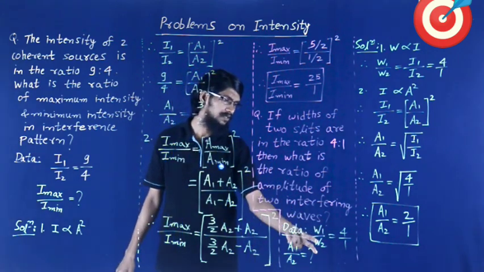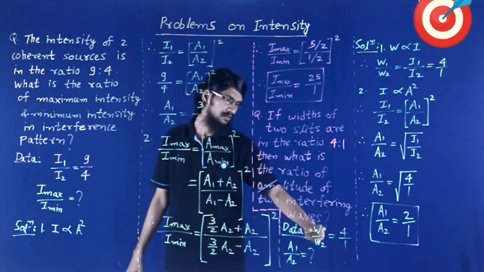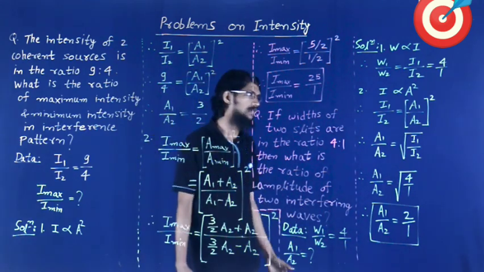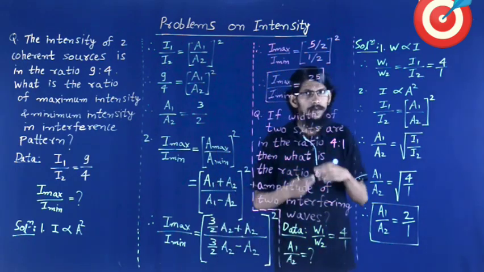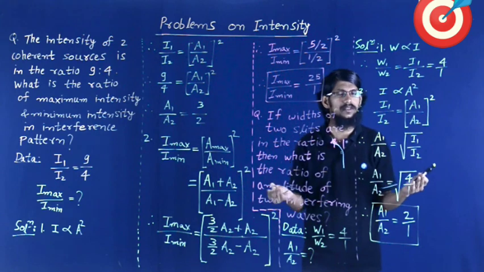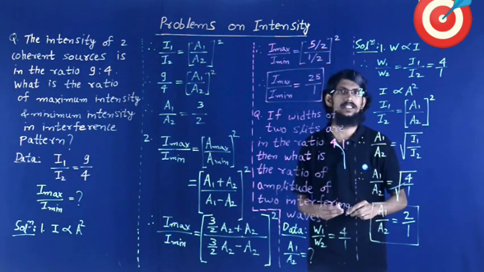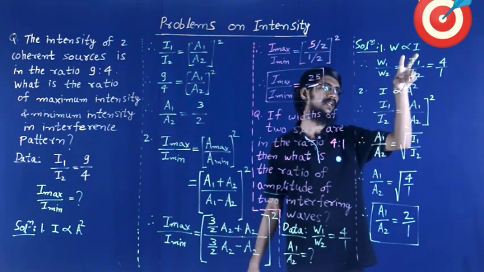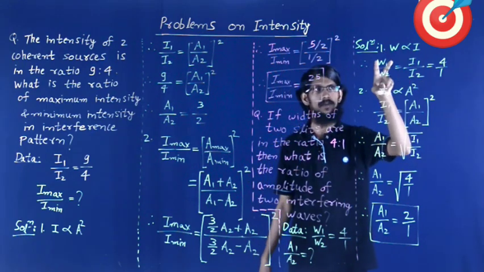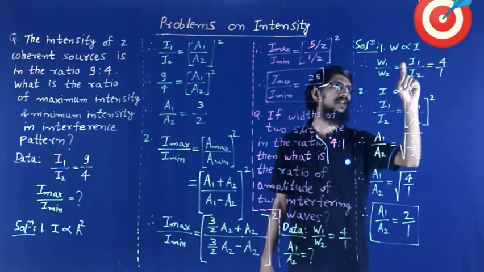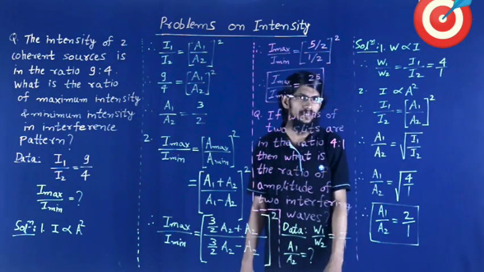Given is what? W1 upon W2 is equal to 4:1. The width ratio is 4:1. We want to find A1 upon A2. How to find it? We know the more the width, the more the light, the more the intensity. That means width and intensity are directly proportional. So W1 upon W2 will be equal to I1 upon I2. But W1 upon W2 is given as 4:1. So substitute this value, and we will get I1 upon I2 is equal to 4:1.